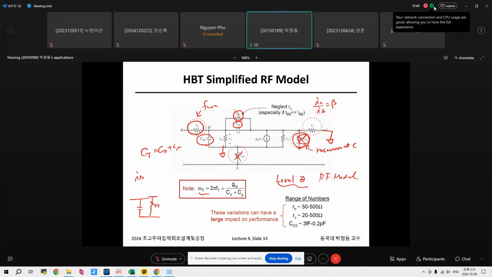R pi and C pi, and C mu, C pi. If I provide VI, then the current over here, if I assume R pi is much higher than 1 over SC pi, especially this is true when S approaches omega T, right? So this is true.